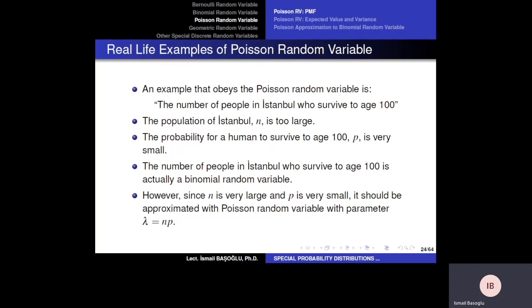So defining a Poisson random variable is a simplification to calculations of a binomial random variable. However, n should be large and p should be very small. If either of these two conditions is not satisfied, you cannot approximate a binomial random variable with a Poisson random variable. So we should be very careful here. Both n should be very large and p should be very small, so we can approximate a binomial random variable with a Poisson random variable.